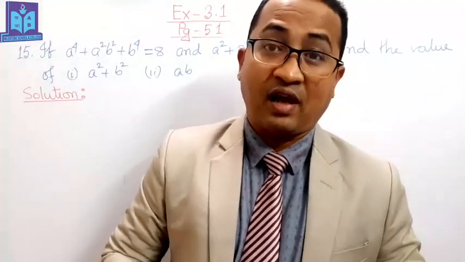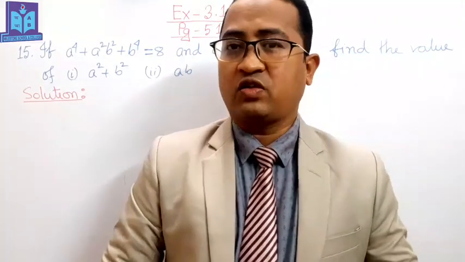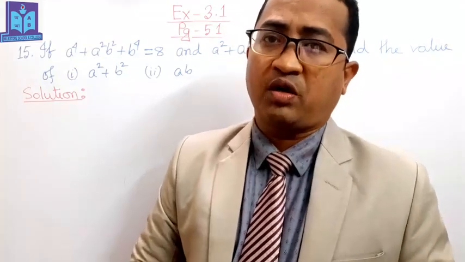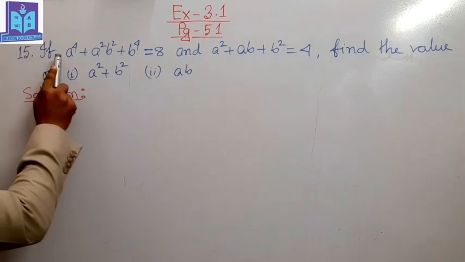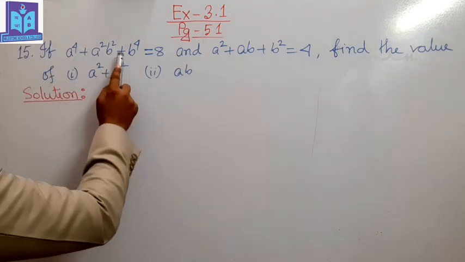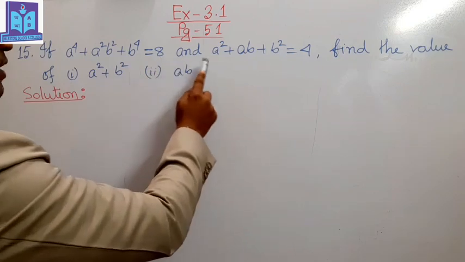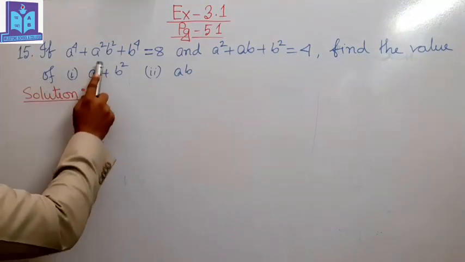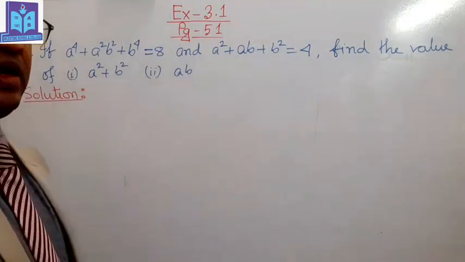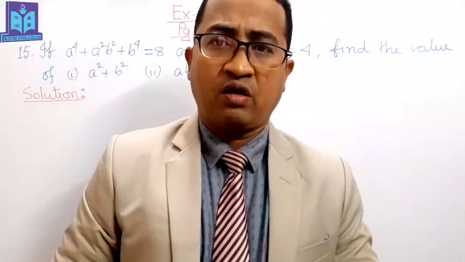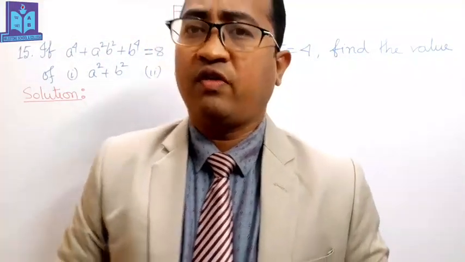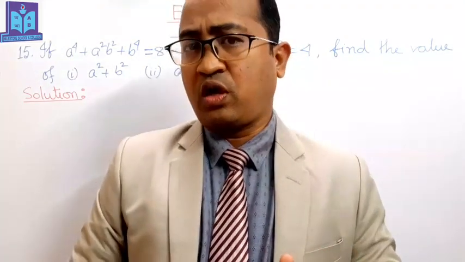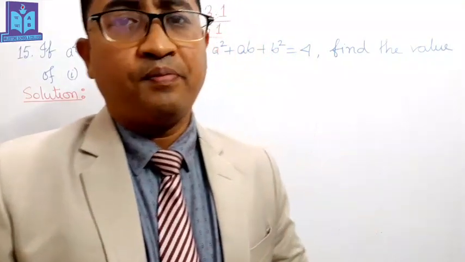Now we'll discuss the last question from this exercise, and this is also the last question of my lecture. So look at the board. This is question number 15. If a power 4 plus a square plus b square plus b power 4 is equal to 8 and a square plus ab plus b square is equal to 4, find the value of a square plus b square and ab. It has given two pieces of information, and from that we will find out two values. Number one, a square plus b square, and number two, the value of ab.